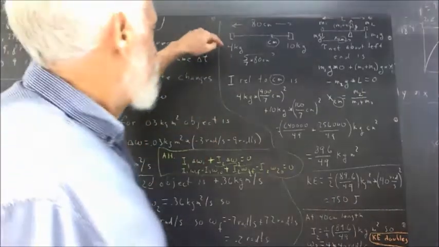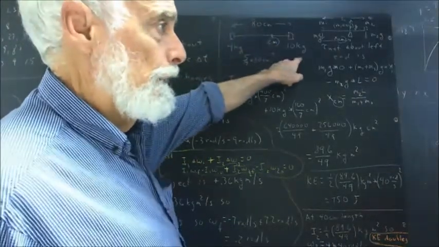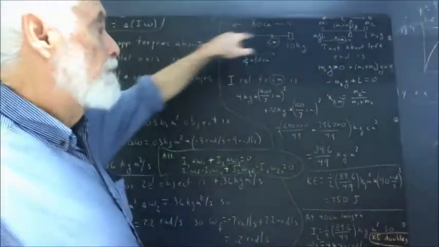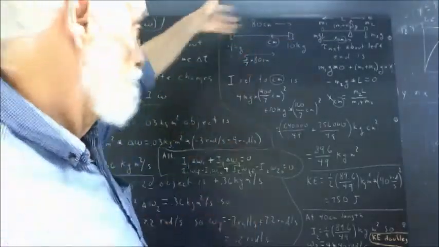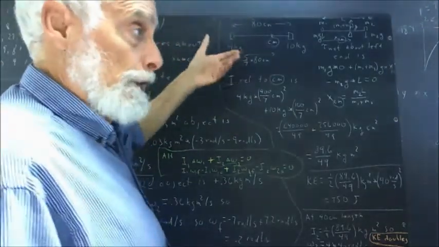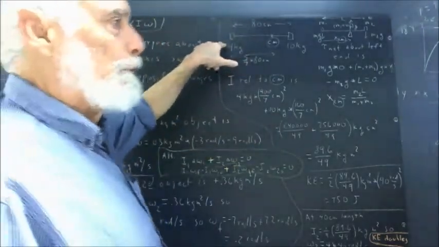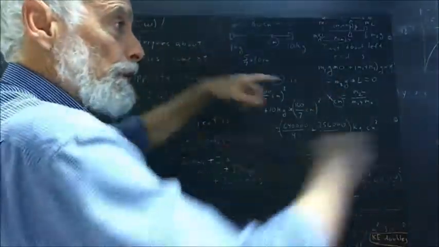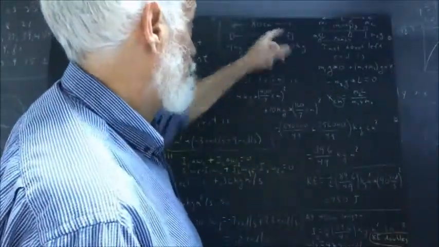We have a 4 kilogram mass and a 10 kilogram mass connected by a strong but massless rod, or at least a rod of negligible mass, rotating about the center of mass. In other words, if I were to throw this thing, it would rotate about its center of mass.